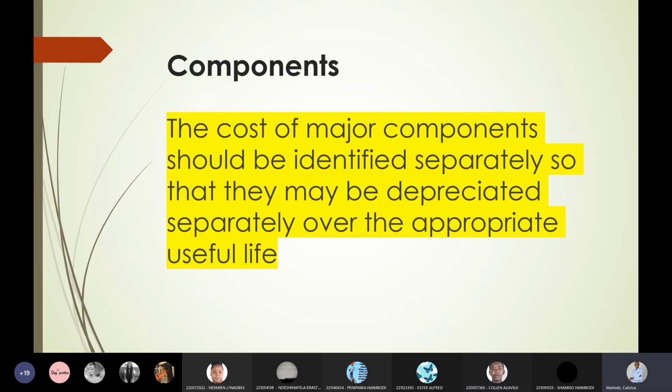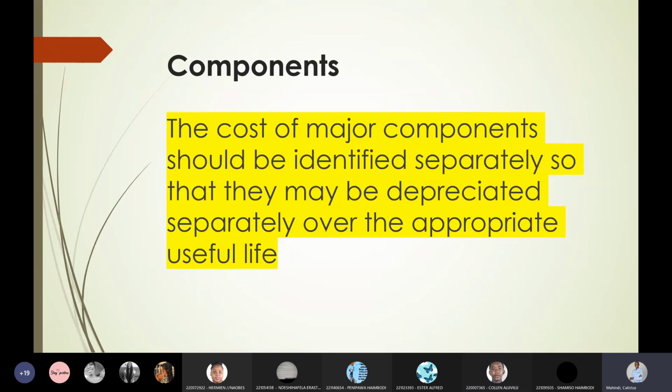So let us look first of all at components. The cost of major components should be identified separately so that they may be depreciated separately over the appropriate useful life. So I showed you an image of an aircraft, all right? The aircraft may have the body of the plane, the exterior of the plane, right? Then that can be a separate component. Then you have the interior, the seats, all right, maybe the cabins in the plane as well. And then you have engines. So these are different components that make up an aircraft.